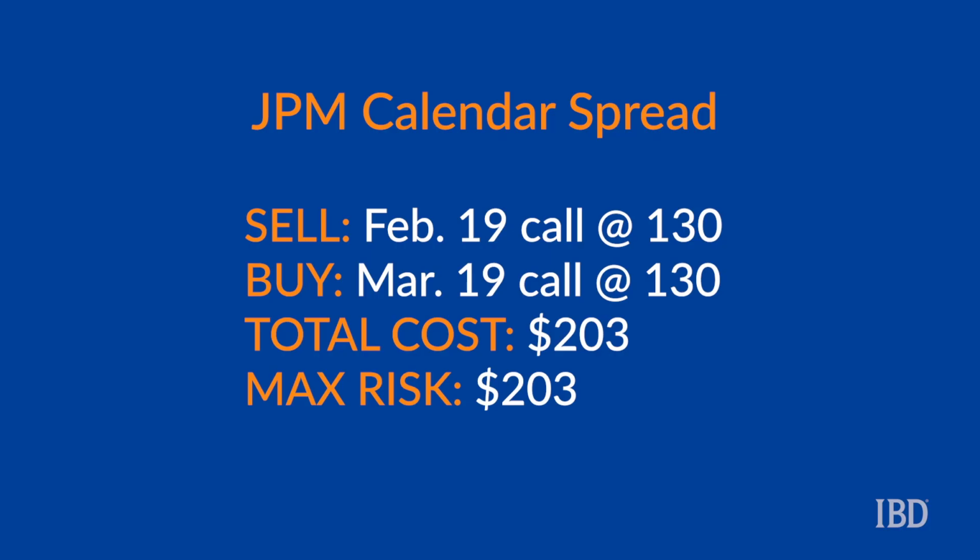And to recap, this option trade involves selling a February 19th 130 call and buying a March 19th 130 call. The total premium paid on the trade would be roughly $203, and maximum risk would also be that amount as well. And there you have it.